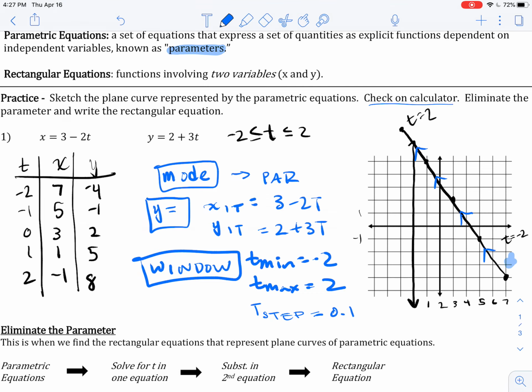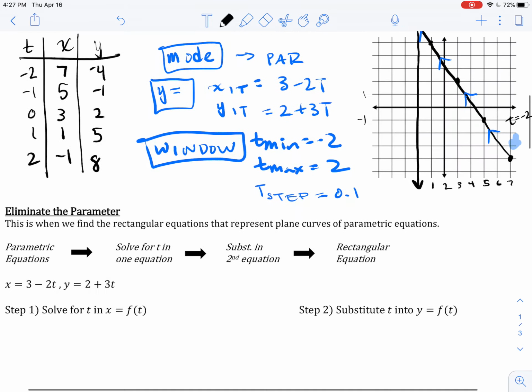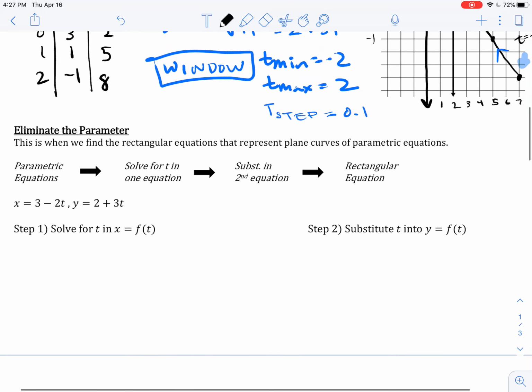All right. Now let's go ahead and take a look at how we would, quote unquote, eliminate the parameter. And all this means is we are going to take a set of parametric equations and find its rectangular equation. This may seem a little complicated initially, but it turns out it's actually really easy. All you're going to want to do is solve for t in one of the equations. It does not matter which one, but solve for t in one of the two equations. Once you're able to express t in terms of either x or y, you are then going to substitute it into the second parametric equation. And then voila, we're going to get a rectangular equation.